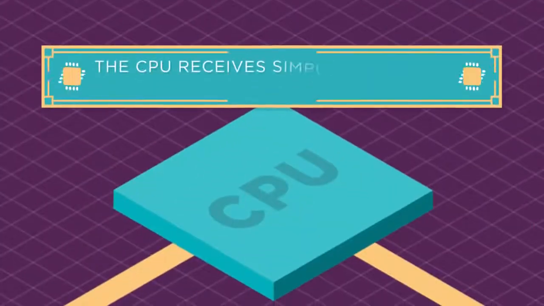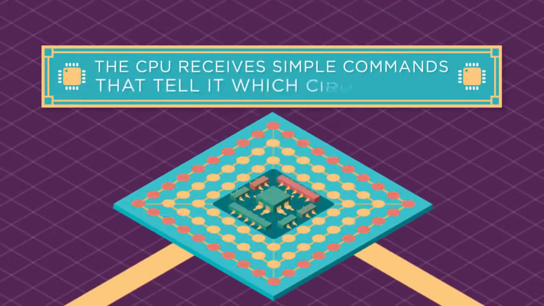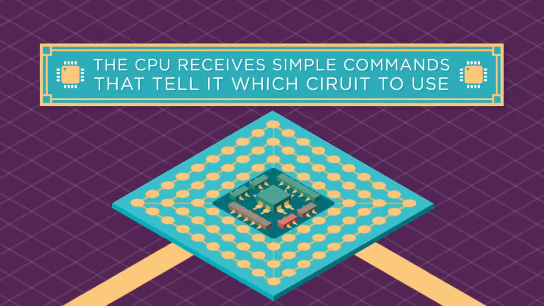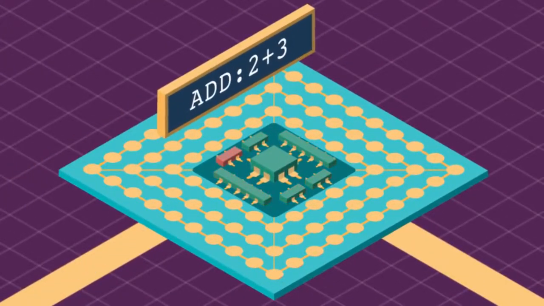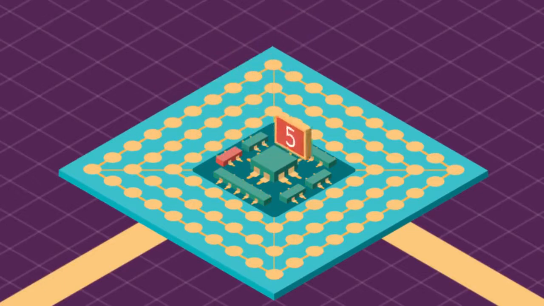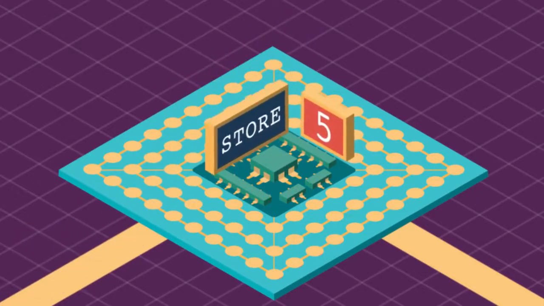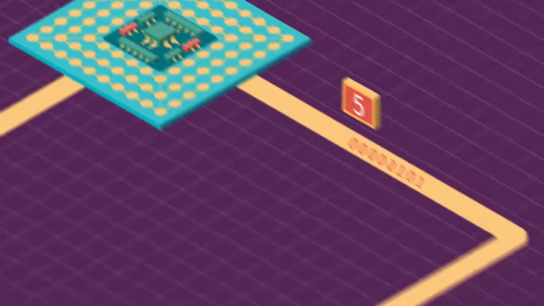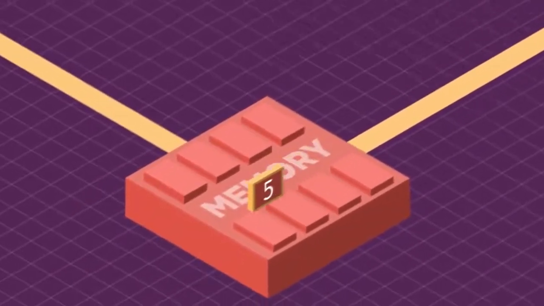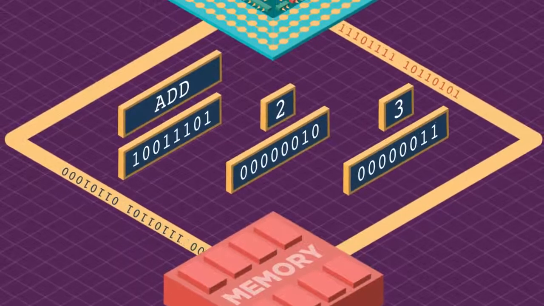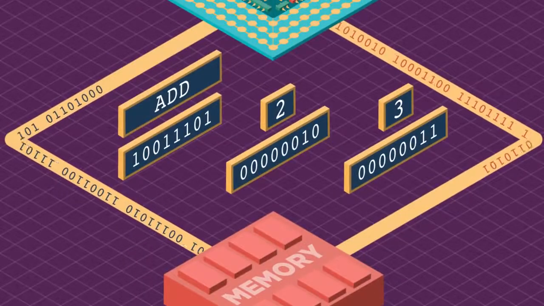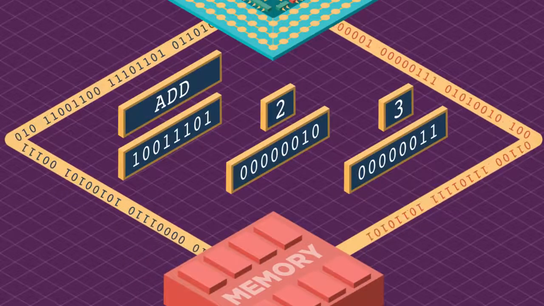The CPU receives simple commands that tell it which circuit to use to do a specific job. For example, an add command tells the CPU to use its adder circuit to calculate a new number. And then the store command tells the CPU to use a different circuit to save that result into memory. Just like numbers, all of these simple commands can be represented in binary ones and zeros, or on and off electrical signals.